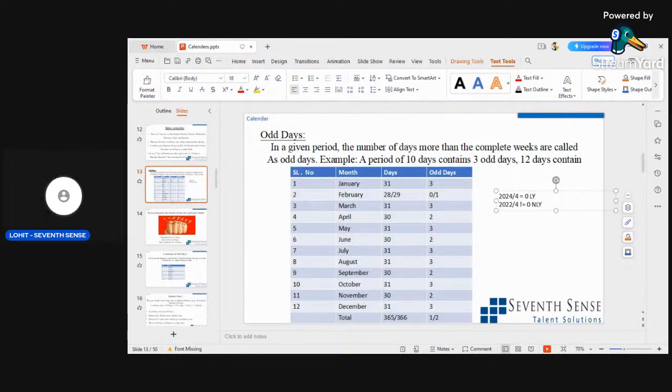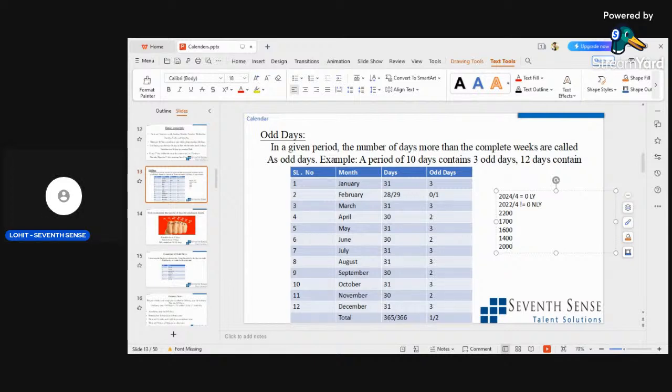The same thing if I take a century year, right? Century year means 2000, this one, okay, 2022. Now I have taken 2200. Okay, 2200. Or 1700. I will take 1700 or 1600 or 1400 or 2000, you can take.